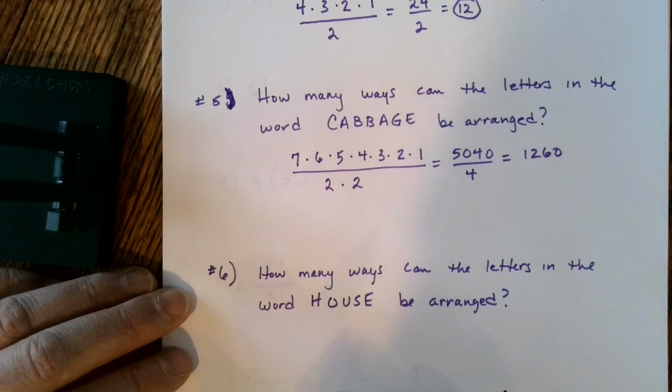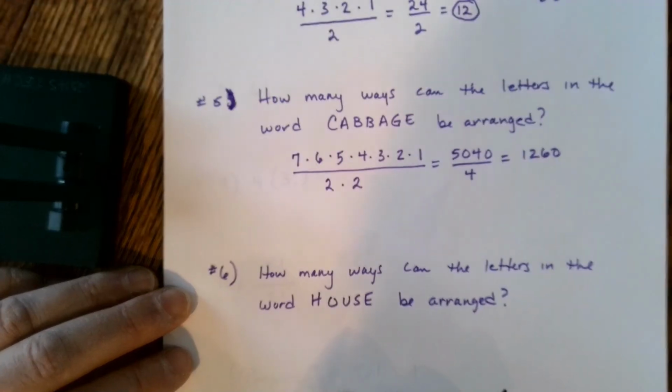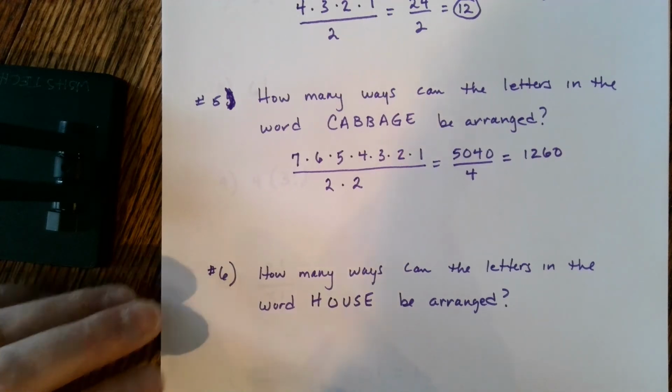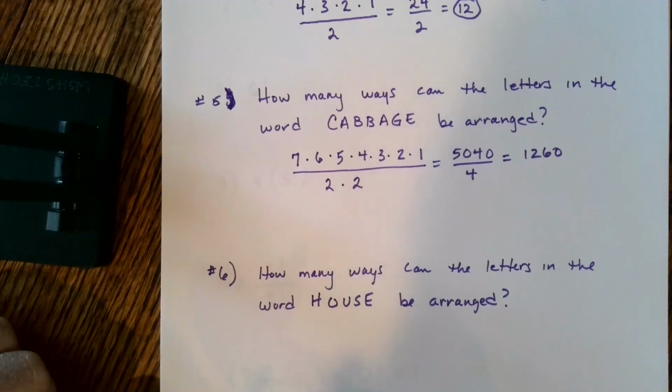I know you may be sitting there wondering, why do I want to figure out how many ways that the letters in the word cabbage could be arranged? Because you're looking at outcomes. Whenever you're determining probability or the chance that something can happen, you have to know all the possible outcomes that could exist before you can make that determination.